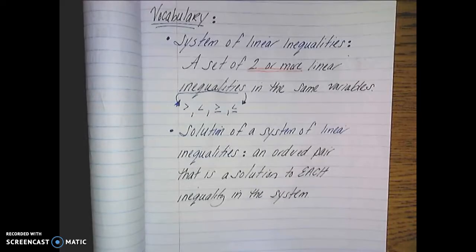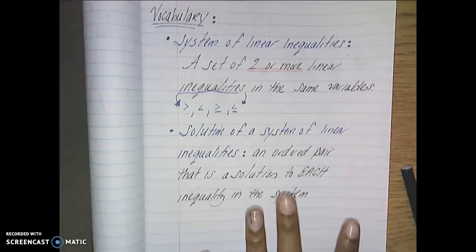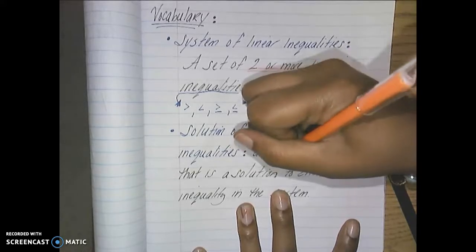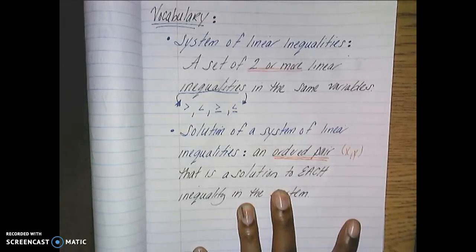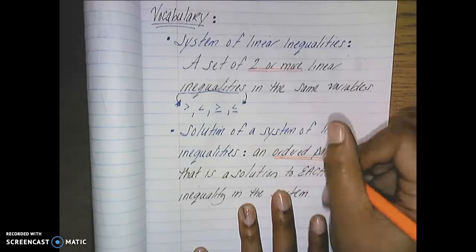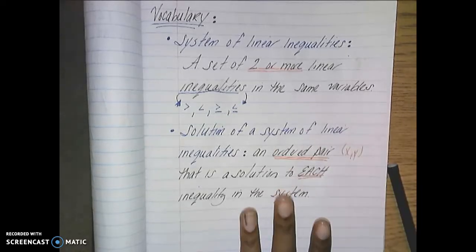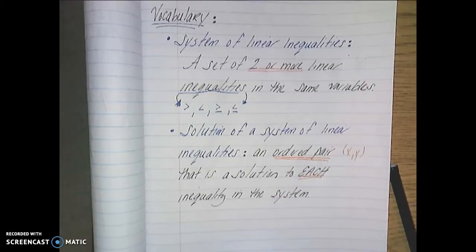Another vocabulary word we reviewed in class is a solution of a system of linear inequalities. That is an ordered pair that is a solution to each inequality in the system. Be reminded that an ordered pair is written in the form x, y, so it's going to be a point. And it has to work for each inequality in the system. So if you have two inequalities, you have to get true twice in order for it to be a solution. If you have three, then you have to get true three times. Take a second and write that down if you don't already have it written down.